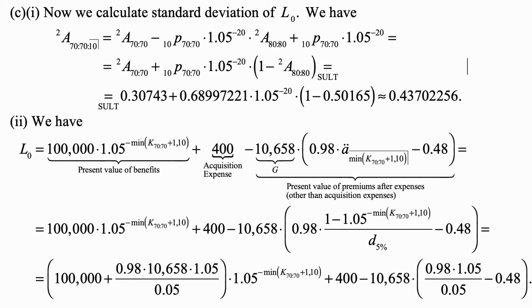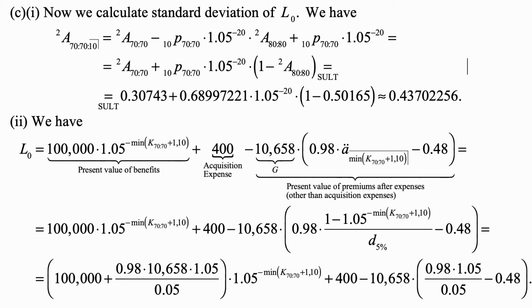And we just rewrite it into an expression that has the random part, 1.05 to the minus minimum of K 70:70 plus 1 and 10, and in front of it 100,000 plus 0.98 times 10,658 times 1.05 over 0.05, and the rest is a constant.